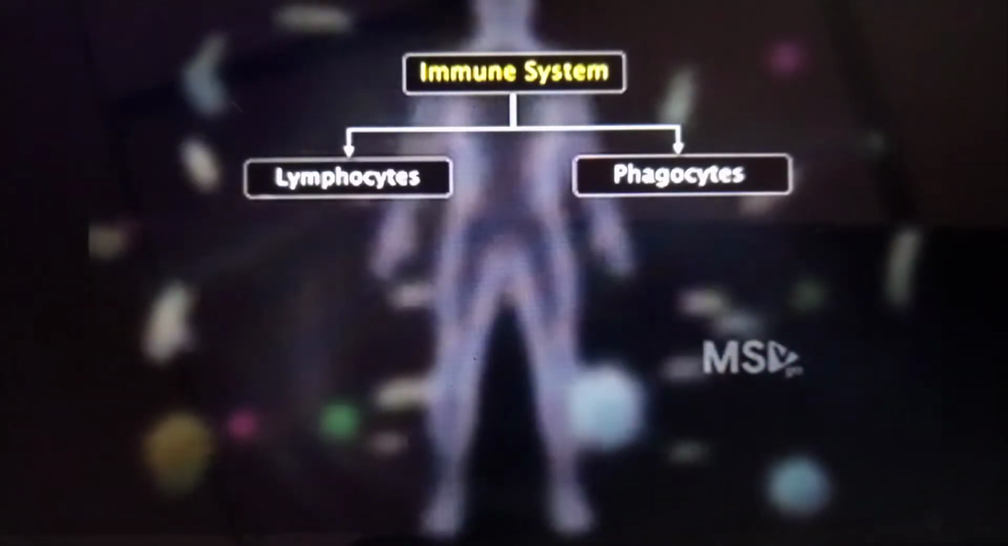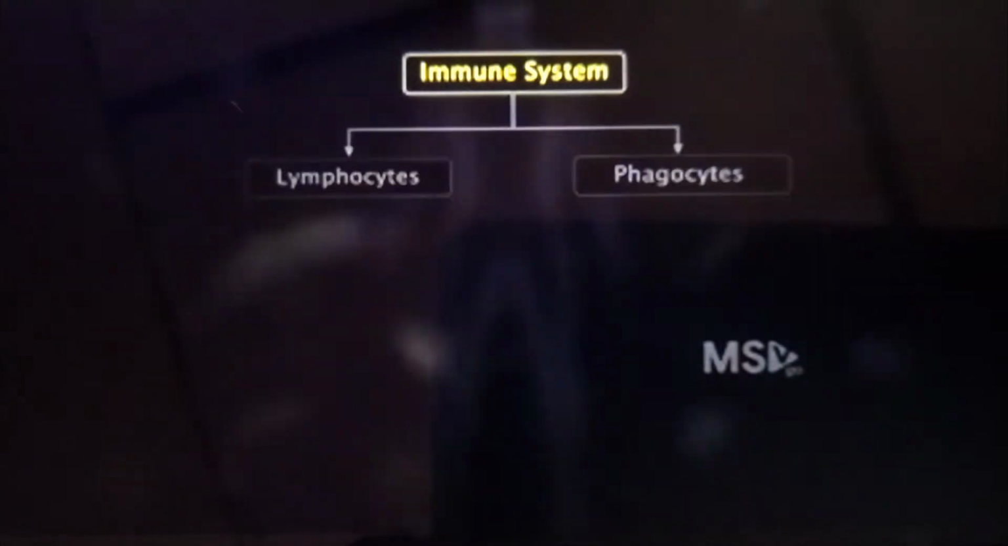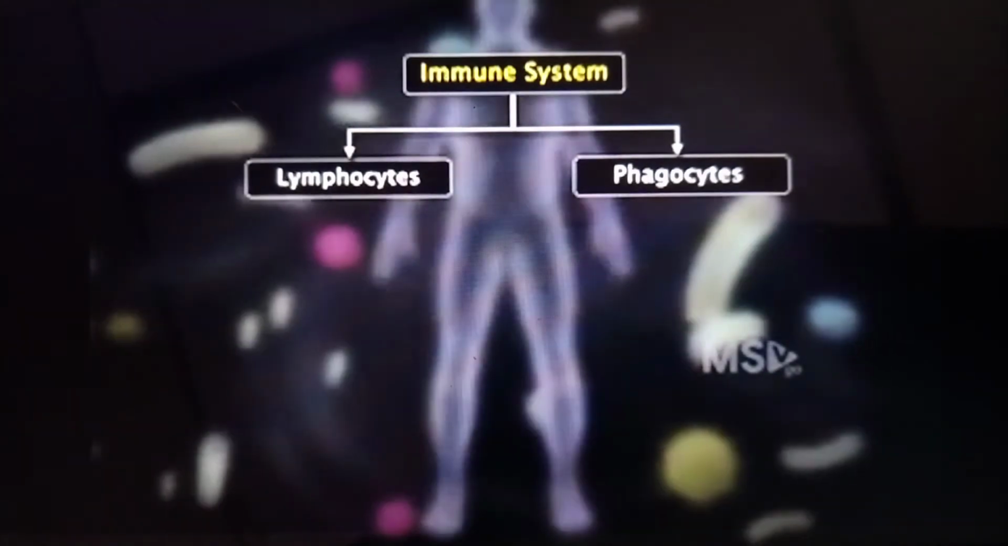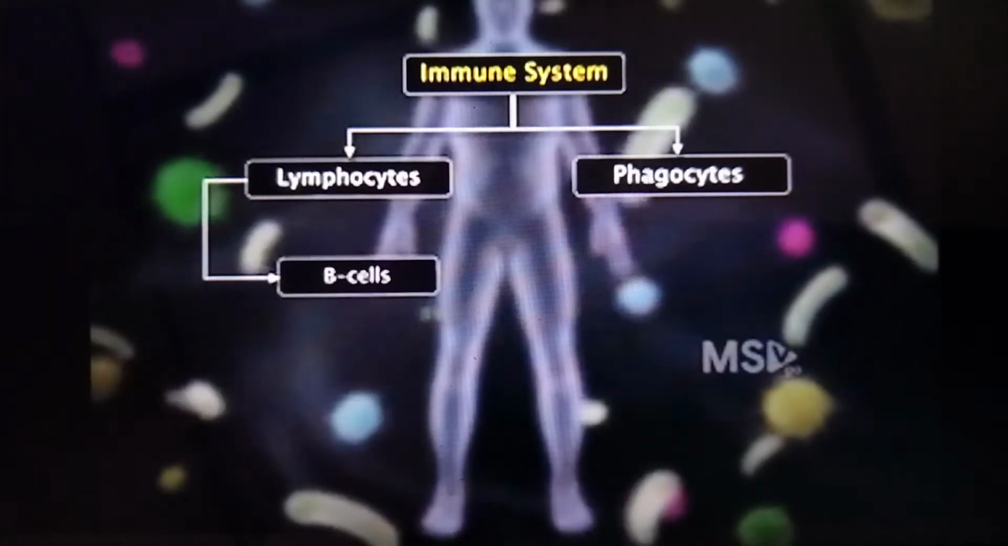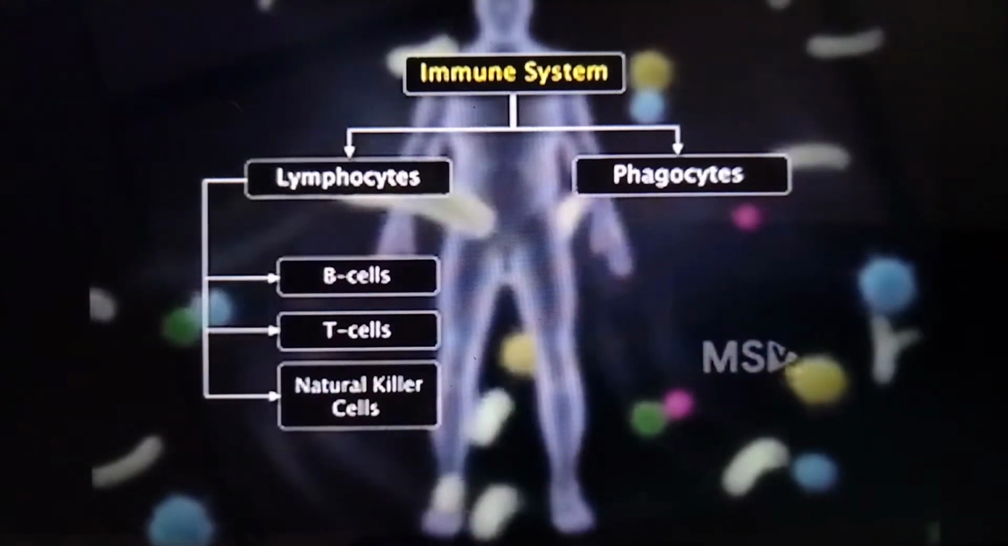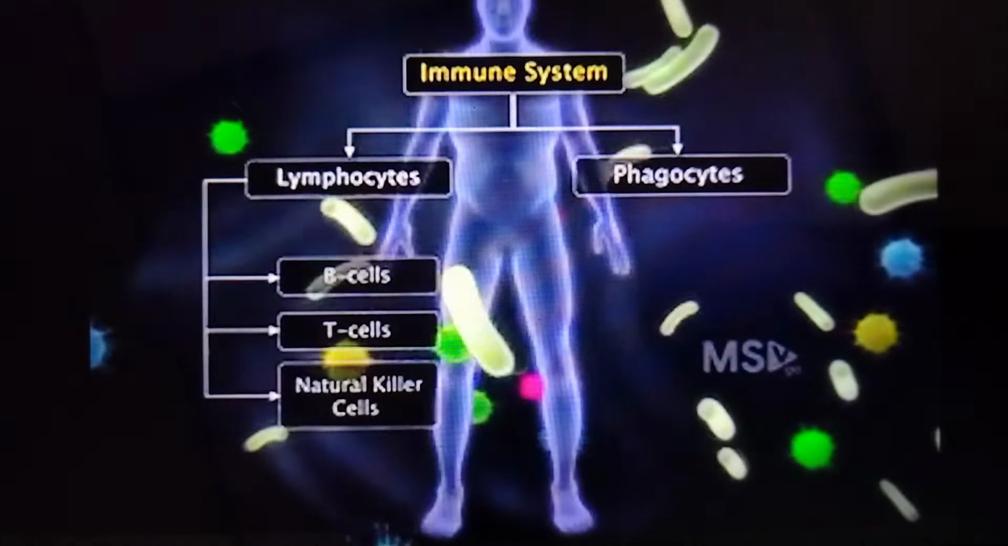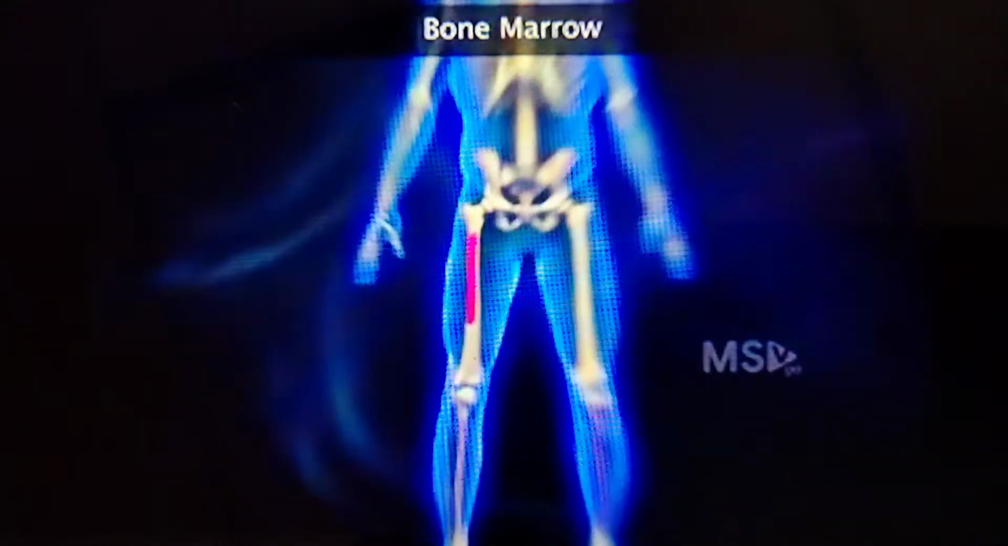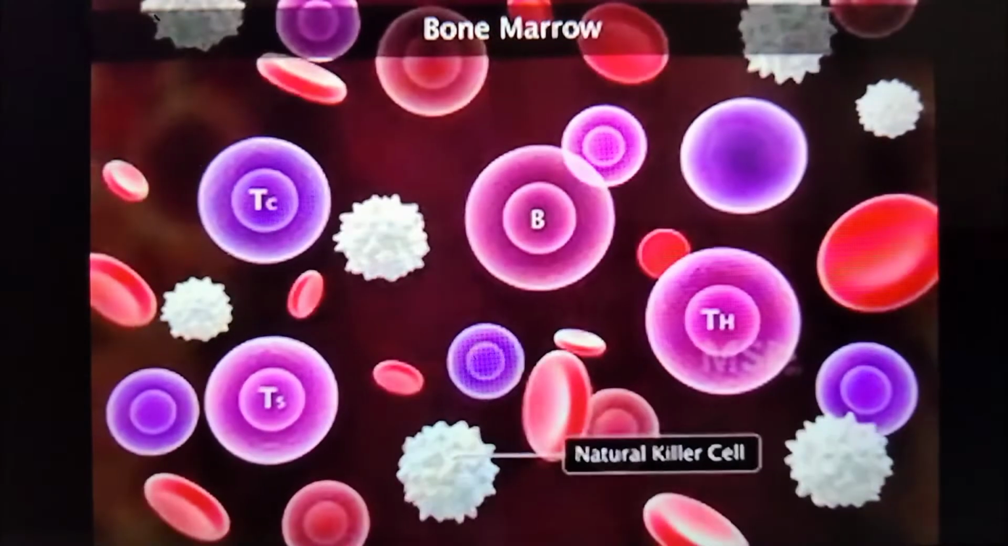Lymphocytes and phagocytes are the two primary cell types of the immune system. Lymphocytes are subdivided into B cells, T cells, and natural killer cells. All these cells are formed in the bone marrow.